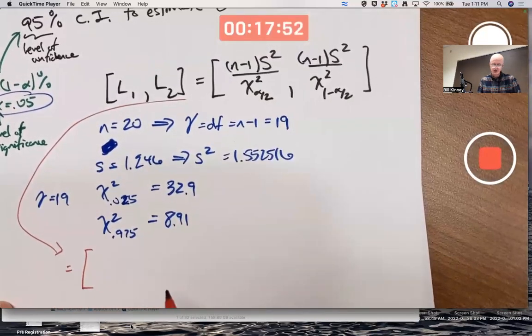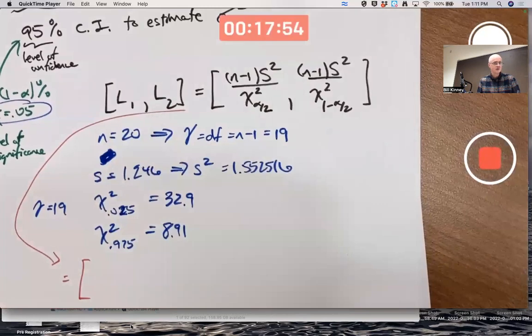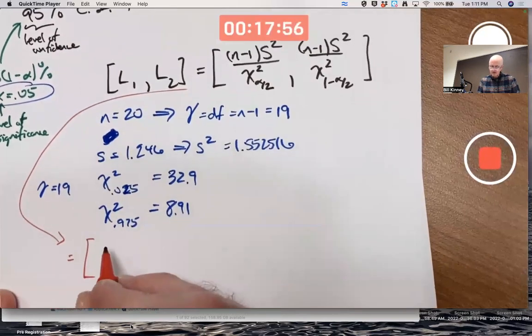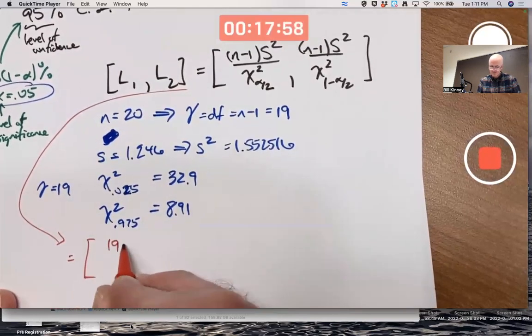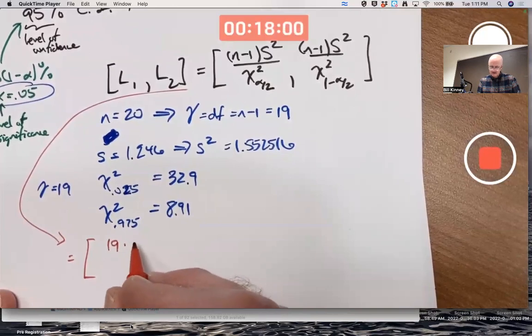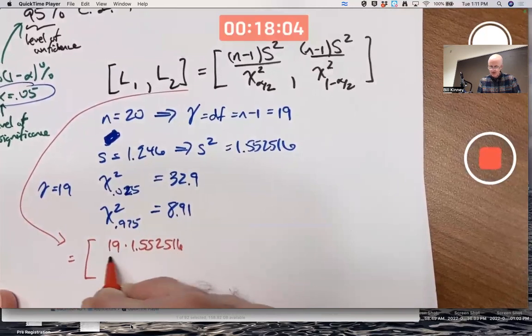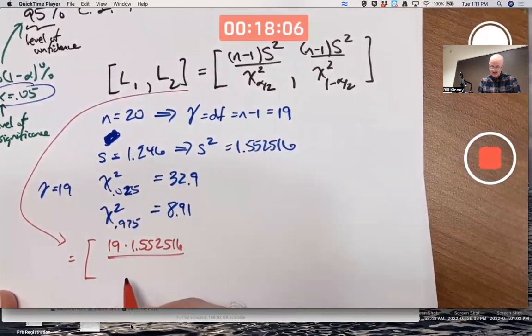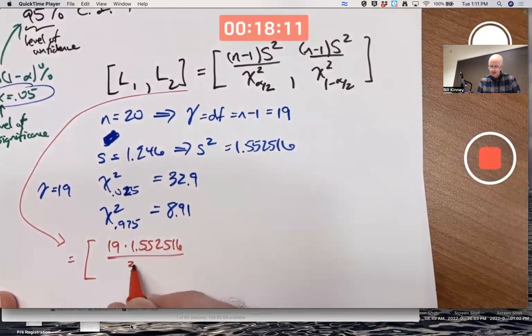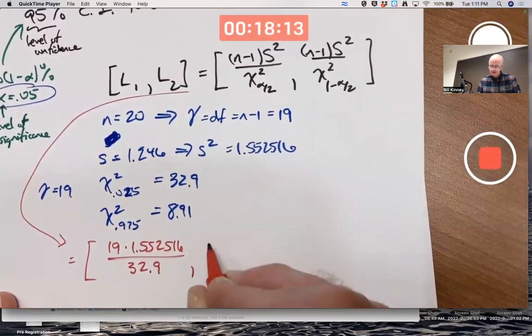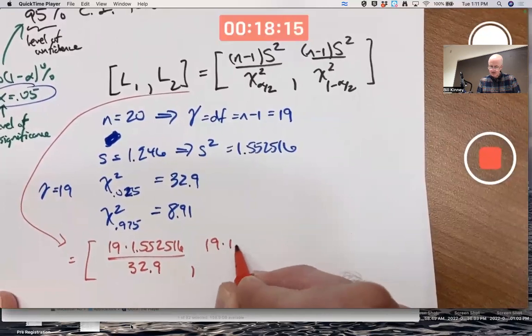This is interval notation, left endpoint, right endpoint. It's written as a closed interval. Do you have to write it as a closed interval? No. It's not really a big deal if you write it as an open interval. I mean, we're only doing approximations anyway. For the left endpoint, you have to divide by the bigger number. For the right endpoint, you divide by the smaller number.